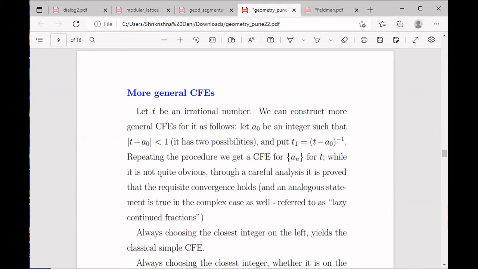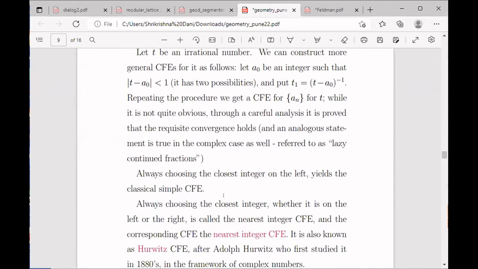Okay, so now in this case, it is no longer obvious that the continued fraction expansion is going to correspond to a certain real number in terms of that series converging. But through a careful analysis, I have proved in one of my papers that this convergence holds not only in this real case, but even in the case of complex numbers, where there is more flexibility. This is something I have referred to as lazy continued fraction.